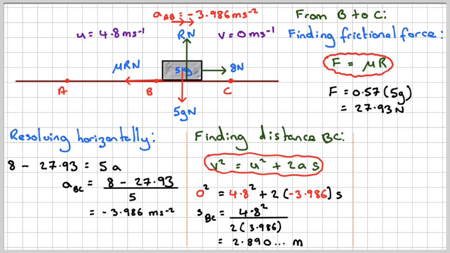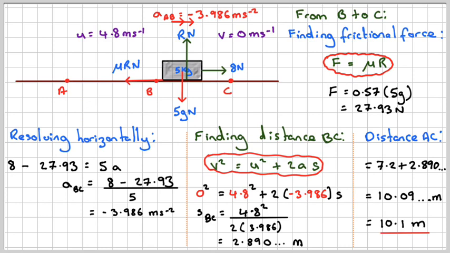meters. The distance AC will be that plus the initial distance AB, which we found to be 7.2. So 7.2 plus 2.890 will give me 10.09 meters, which is 10.1 to 3 significant figures.